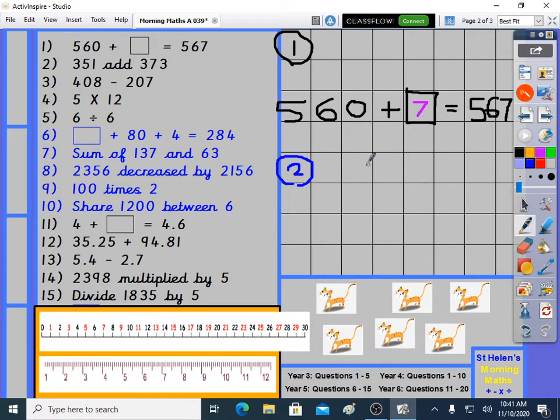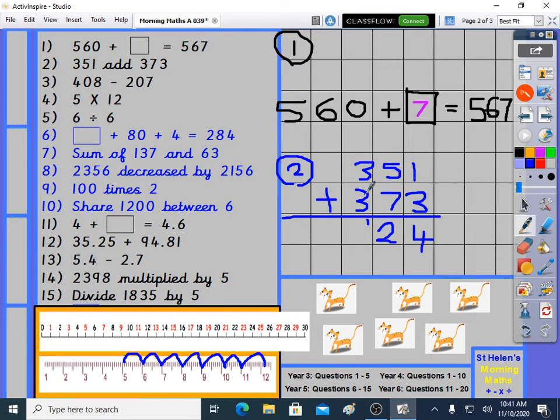Question 2. 351 add plus, that's what that means, 373. This is real year 3 level addition here. 3-digit number and another 3-digit number. 1 plus 3. That's 4. 5 plus 7. 5 plus 1, 2, 3, 4, 5, 6, 7 is 12. 3 plus 3 is 6. Plus 1 is 7. 724.